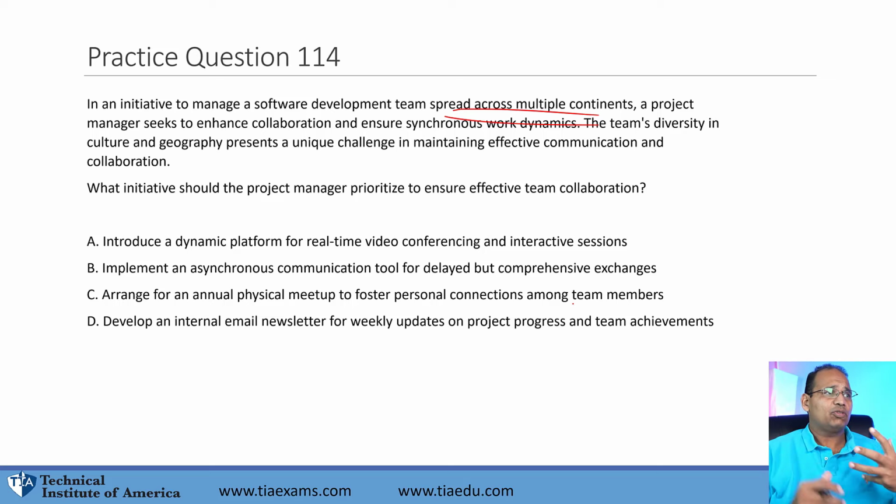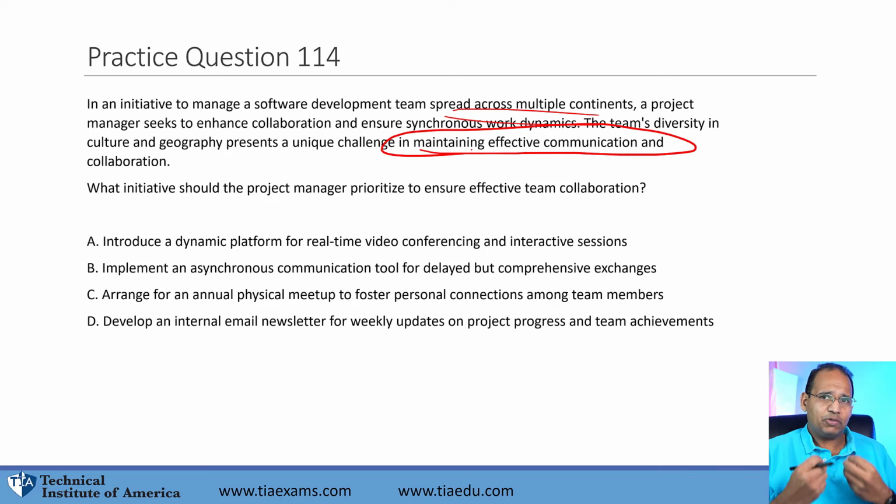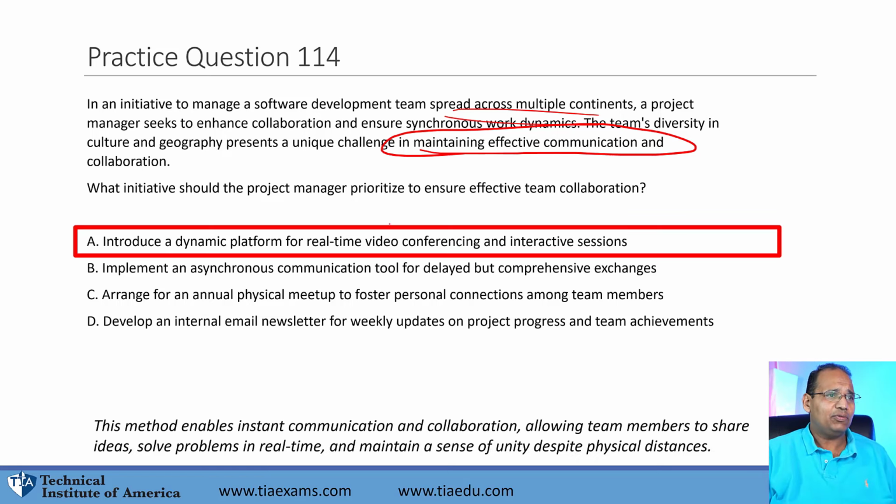So we want the team to work together. You have them in a diverse team, across the continent. They're having a problem with effective communications. So how can we make their communications better? The best answer here, guys, is going to be A. If you got A, that is correct. And the reason is because real-time video conferencing like Zoom will help them to communicate a lot better.